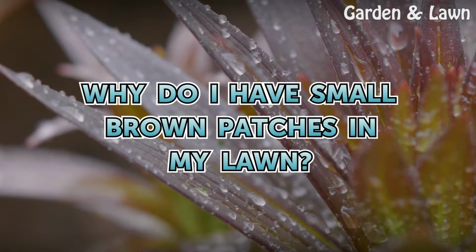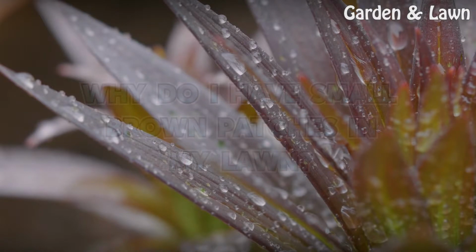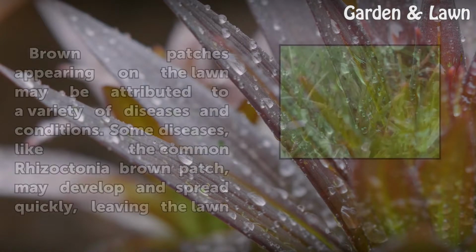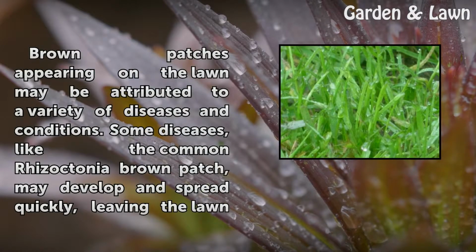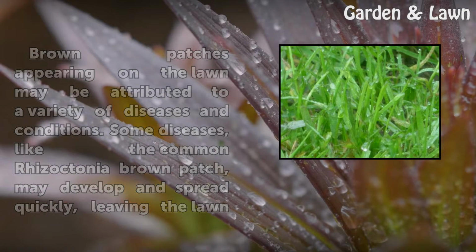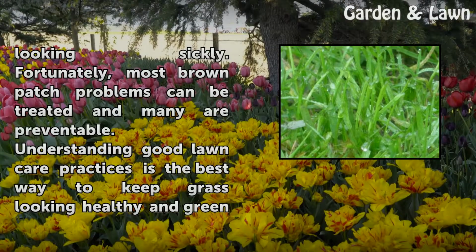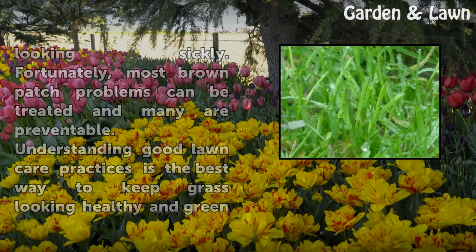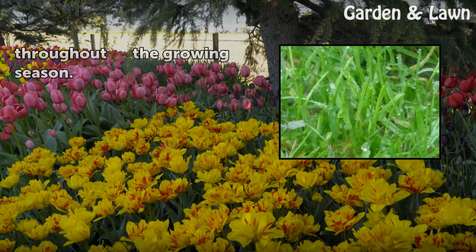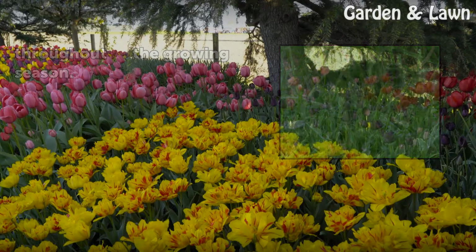Why do I have small brown patches in my lawn? Brown patches appearing on the lawn may be attributed to a variety of diseases and conditions. Some diseases, like the common Rhizoctonia brown patch, may develop and spread quickly, leaving the lawn looking sickly. Fortunately, most brown patch problems can be treated and many are preventable. Understanding good lawn care practices is the best way to keep grass looking healthy and green throughout the growing season.